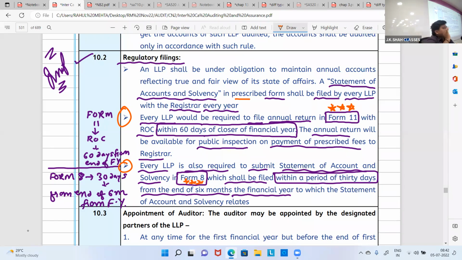This is how you have to remember. I'm not mad that I'm telling like that. This is within 60 days. That is 6 months and then 30 days. So it is 30 days after the closure of the 6 months. That is completion of the 6 months.